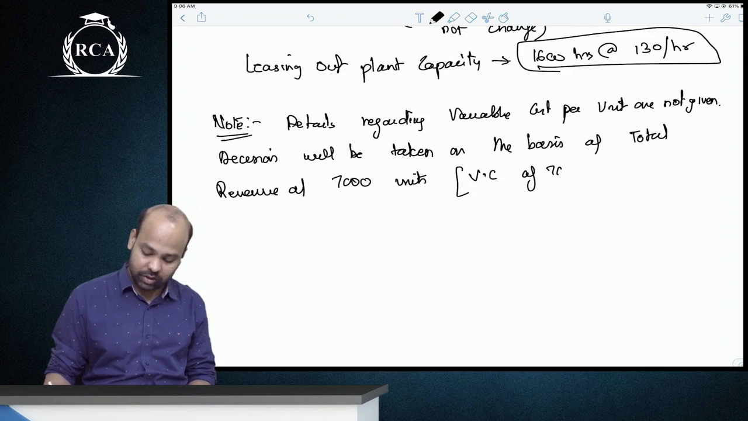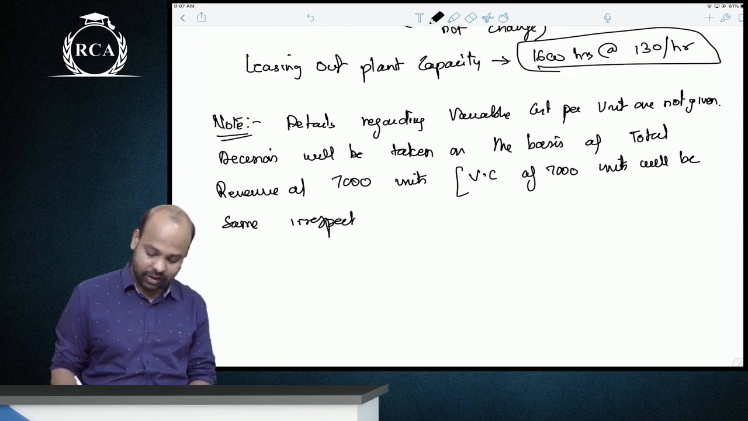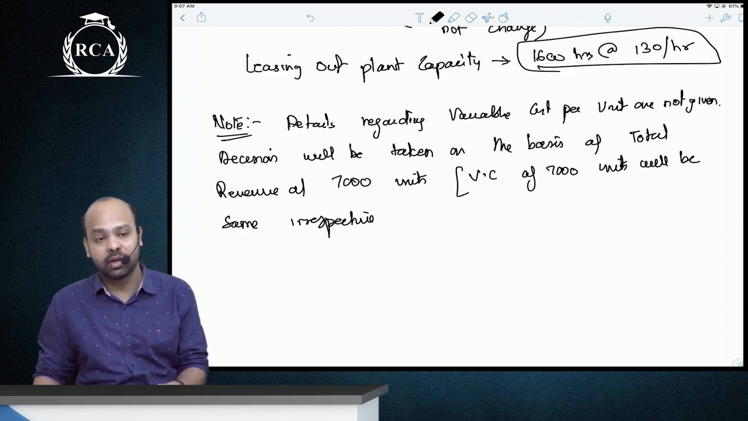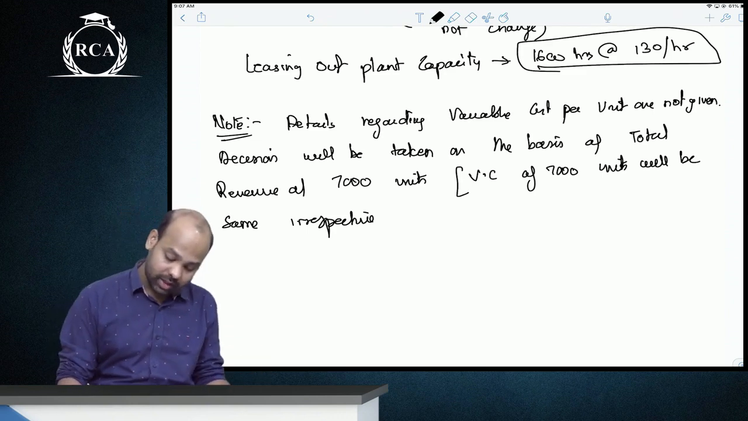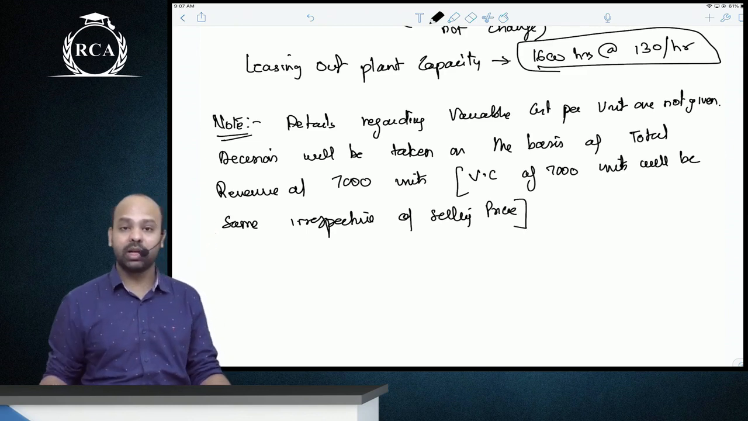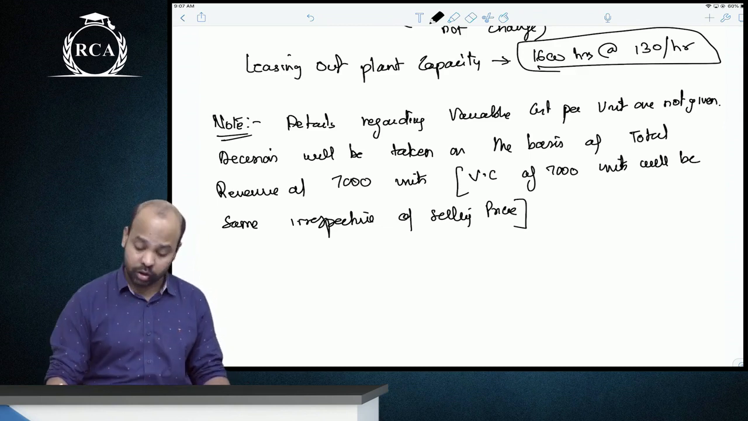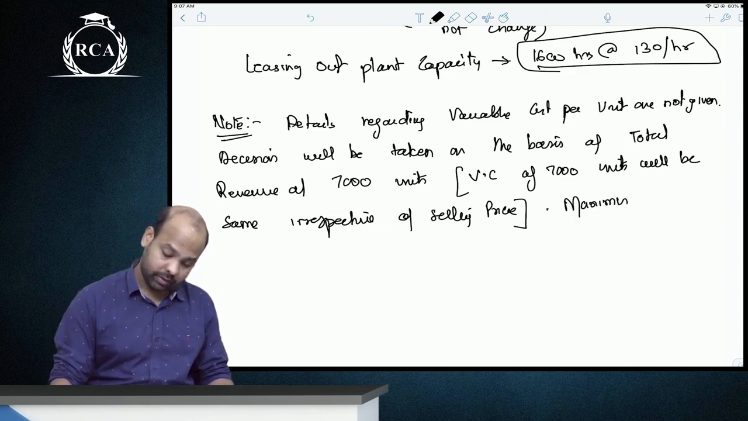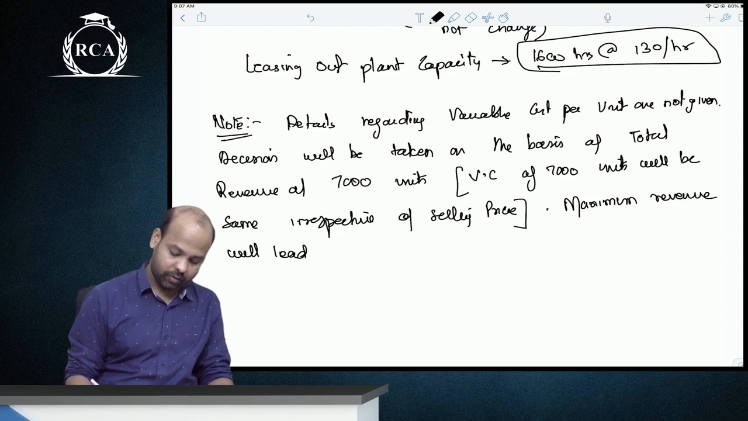Variable cost of 7,000 units will be same irrespective of selling price. Guys, whether you're selling in the external market, selling it internally, or taking up the export order, doesn't matter. Your variable cost of 7,000 units, beta, will be same irrespective of selling price. So whatever is your maximum revenue, beta, that would automatically result in maximum contribution. Maximum revenue will lead to maximum contribution.